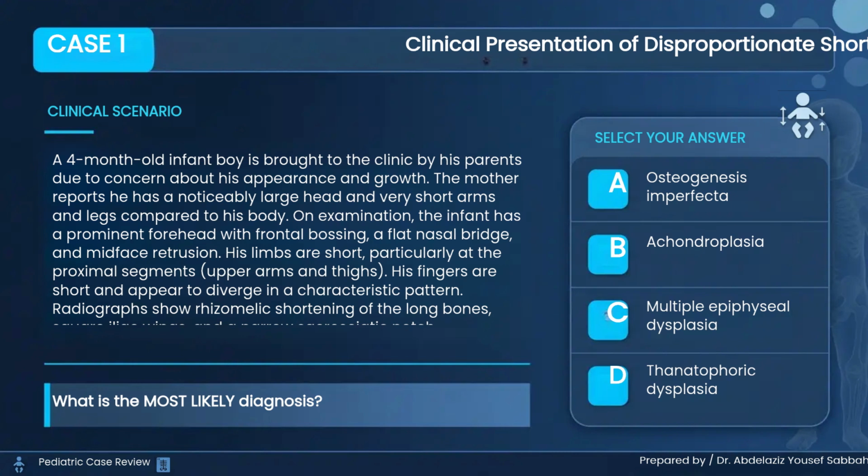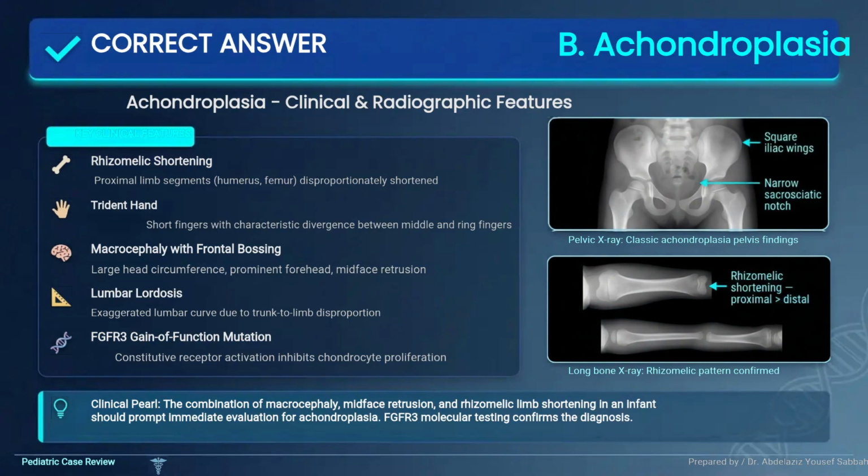What is the most likely diagnosis? Option A, Osteogenesis imperfecta. Option B, Achondroplasia. Option C, multiple epiphyseal dysplasia. Option D, Thanatophoric dysplasia. The correct answer is Option B, Achondroplasia.